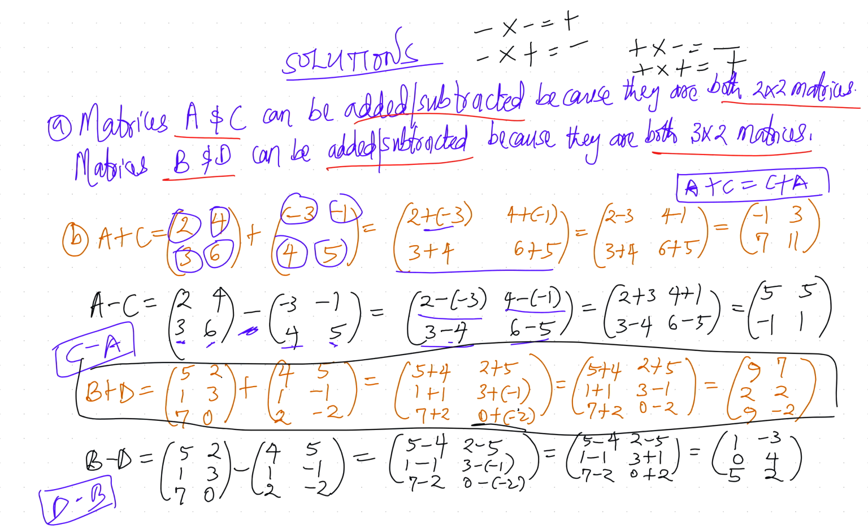So you have 5 plus 4, that's 9. 2 plus 5 is 7. 1 plus 1 is 2. 3 minus 1 is 2. 7 plus 2 is 9. 0 minus 2 is minus 2.